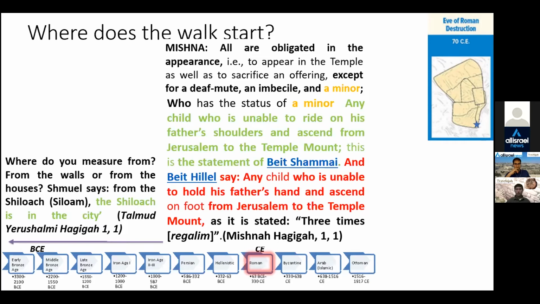Where do you measure from? Where do you start? From the walls, from the houses? Where? And then they give an option given by one of the sages that lived in the 4th century. Shmuel says, from the Shiloah, from the Siloam. And the Shiloah is in the city, which means it's actually at the edge of the city, at the southern edge, at the bottom, which means what do you measure? Can a child walk or be carried, if he can be carried or if he can walk from the bottom of the city to the Temple Mount.